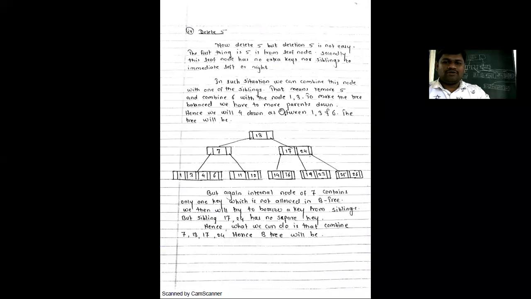Now we'll go through this one. So now delete 5, but deletion of 5 is not easy. The first thing is 5 is from a leaf node, and secondly this leaf node has no extra keys in the sibling to the immediate left or right. So the immediate siblings, left and right, do they have extra keys? No. So in such a situation, we can combine these nodes with one of the siblings.